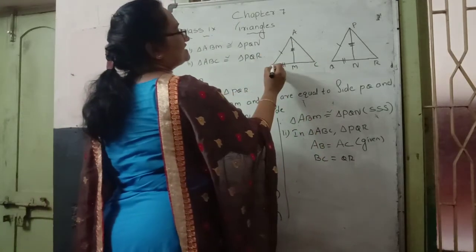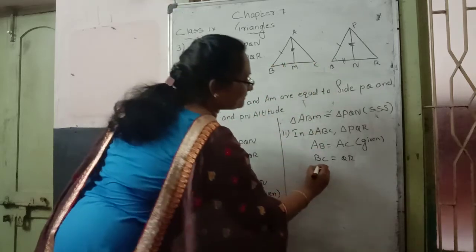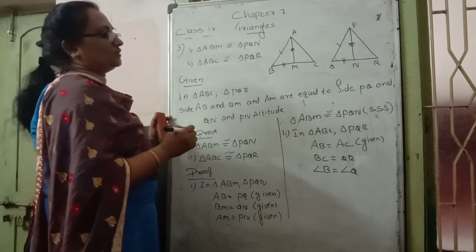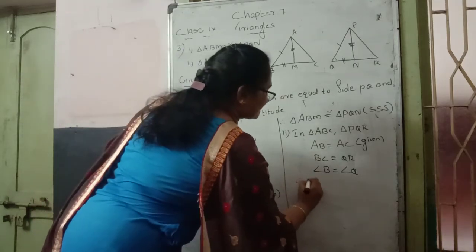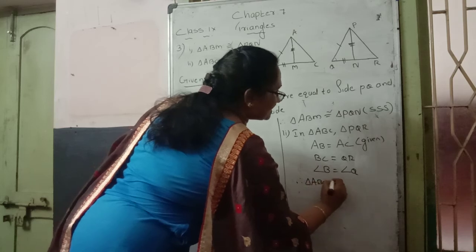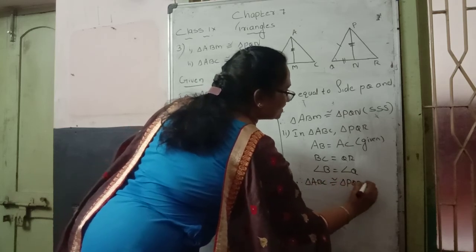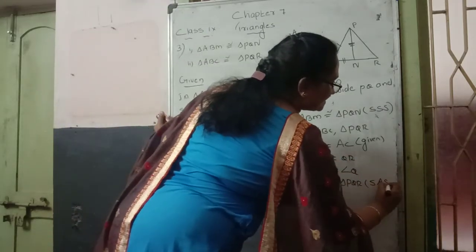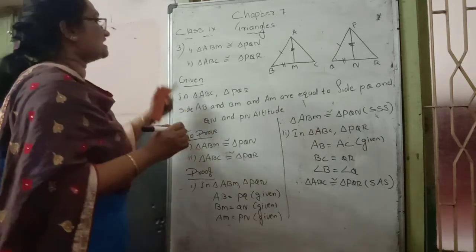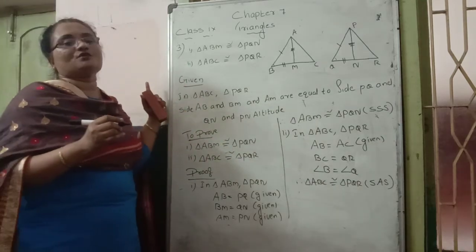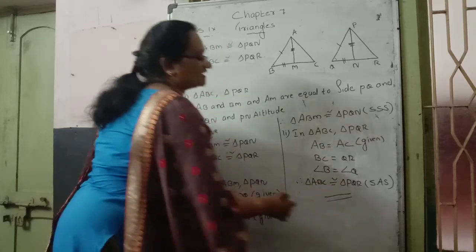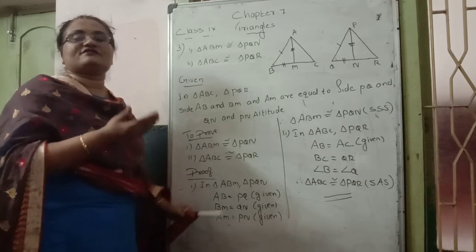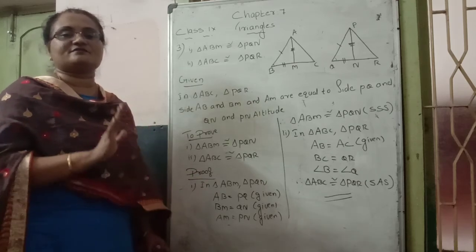Then two sides and the included angle. Which is the included angle? Angle B is equal to angle Q. Therefore, triangle ABC is congruent to triangle PQR, by which condition? Two sides and one angle, the included angle, represent the SAS property. That is what they asked to prove. I hope you can understand this third question. So our chapter is completed. Exercise 7.4 is deleted from the syllabus. Thank you.